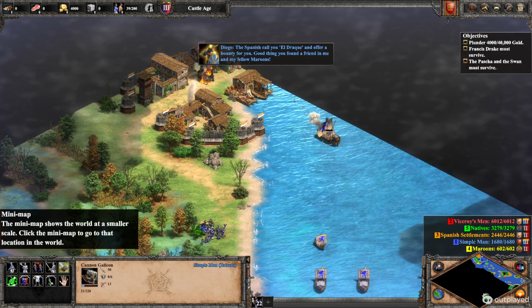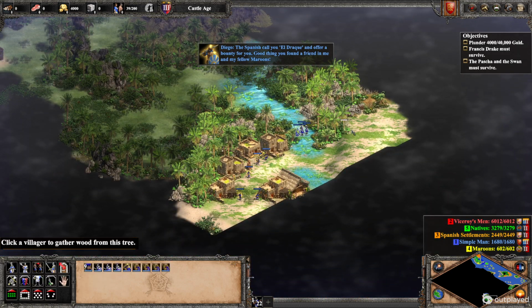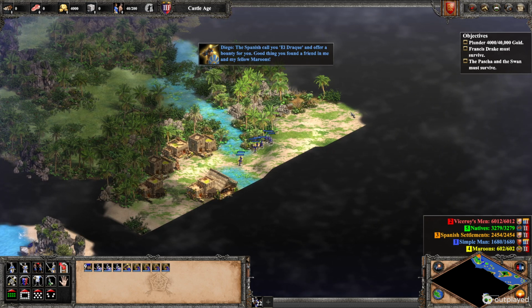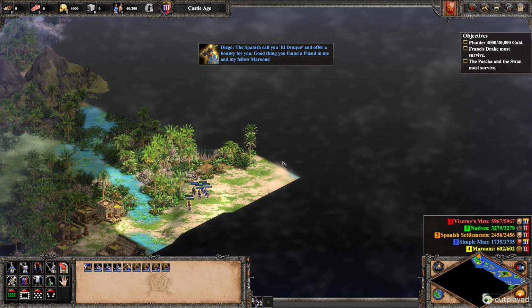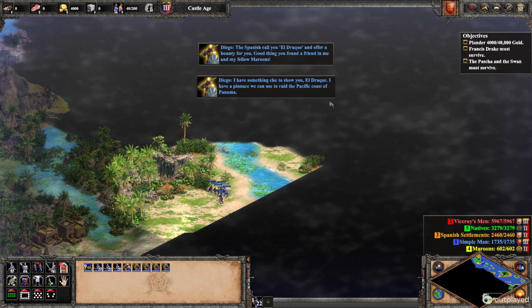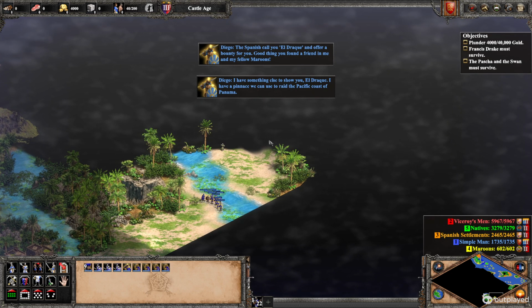The Spanish call you El Draque and offer a bounty for you. Good thing you found a friend in me and my fellow Maroons. I have something else to show you, El Draque. I have a pinnace we can use to raid the Pacific coast of Panama.